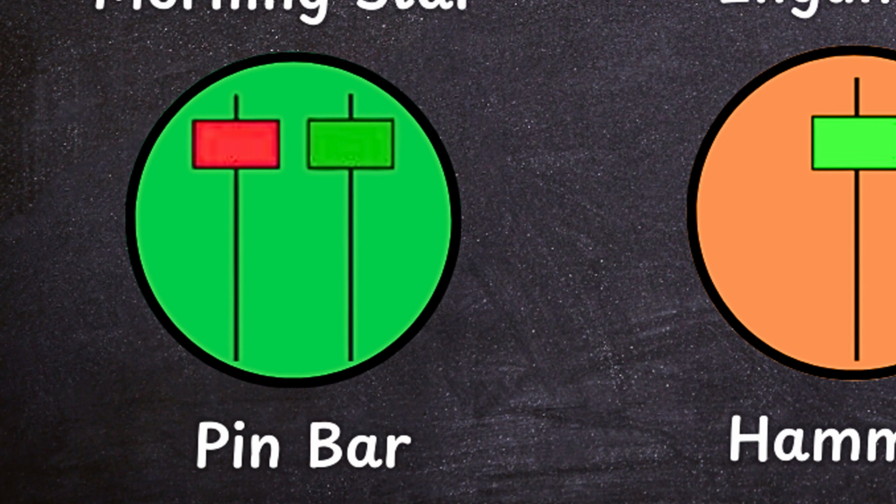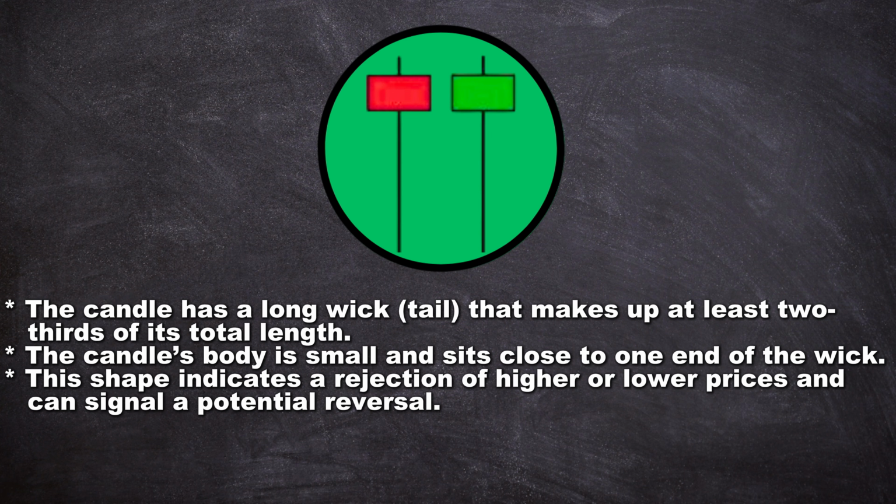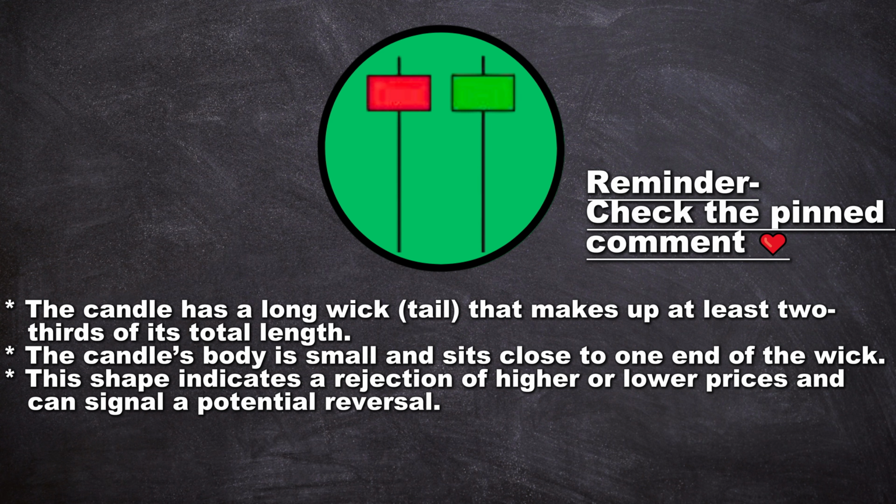Pin bars, also known as Pinocchio bars, are reversal patterns that feature long wicks or tails extending at least 2/3 of the entire candle's length, with small bodies positioned near one end of the candle. The long wick shows that price moved significantly in one direction during the session but was rejected, with buyers or sellers stepping in to push price back, creating a potential reversal signal. Remember to avoid these mistakes.